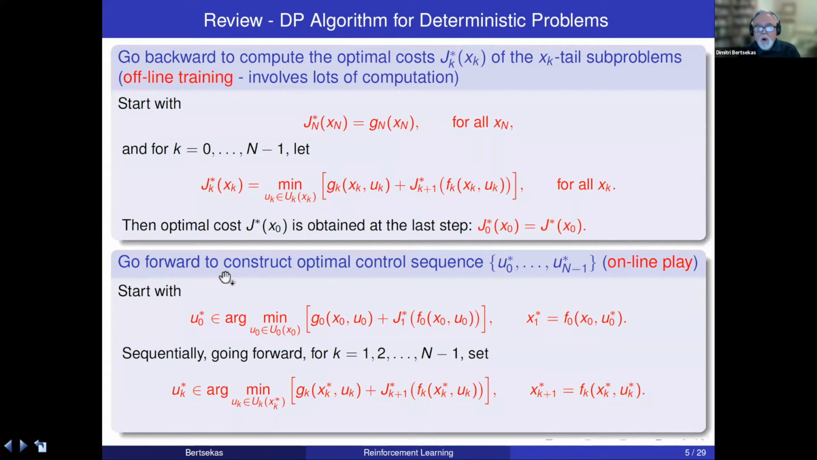And here we go forward and we construct the optimal control sequence. Starting at state x0, we do this calculation just for that state. And we have already computed J1 star from offline training. And we find u0 star, and that will generate the next state, x1 star. So we go one step forward to the next state and do this calculation again, using, again, the J2 star, which we have calculated from here, and we go forward all the way to the end, and we construct the entire optimal control sequence this way.